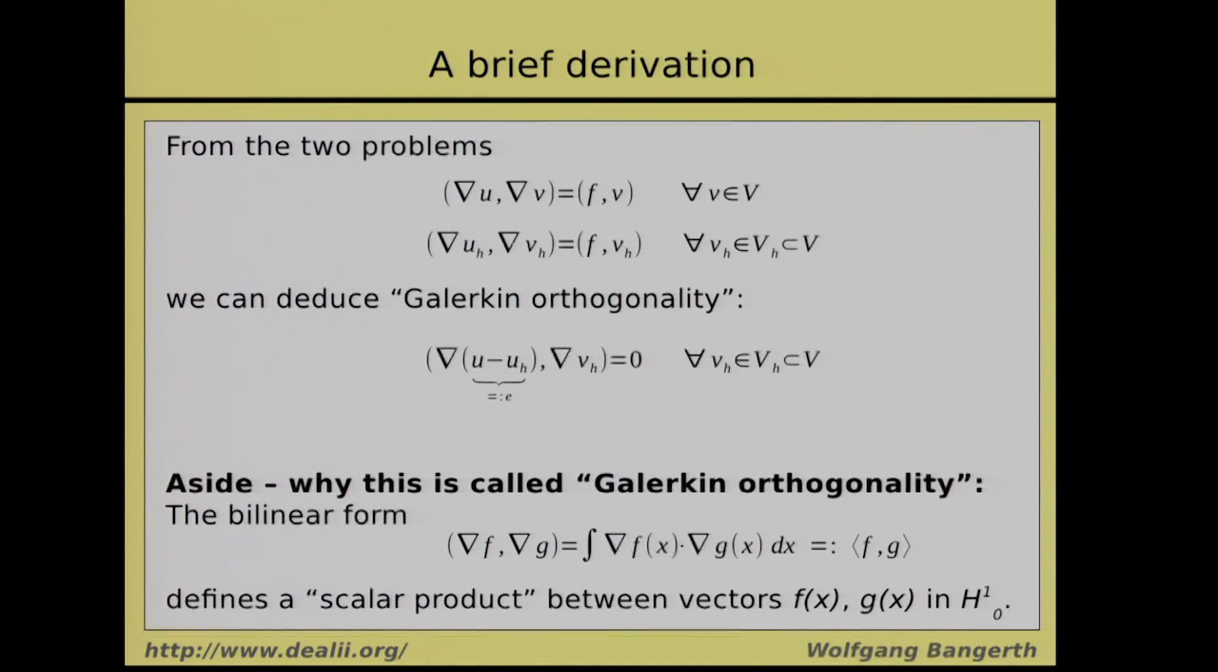So we call this property, that the gradient of the error times the gradient of VH equals 0, Galerkin orthogonality. And I want to explain just in a few words what that actually means. When I write down this bilinear form, the integral of gradient something times gradient something, that's this thing here. This defines a scalar product.